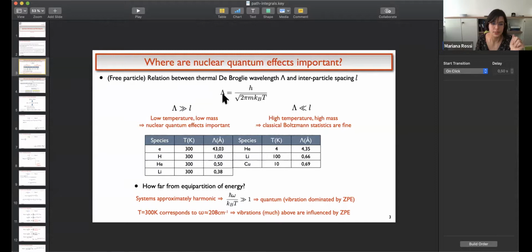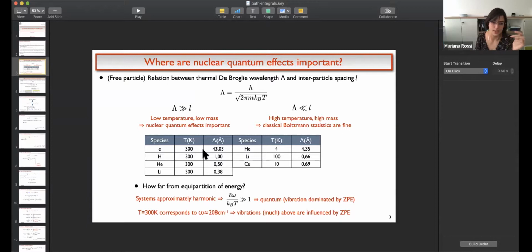So if this big lambda is much larger than your interparticle spacing, which happens when you have low mass and low temperature, nuclear quantum effects might be important, because you have an overlap between the wave functions of your particles. But if it's much smaller than your interparticle spacing, then classical Boltzmann statistics are fine, and you're okay to do that.